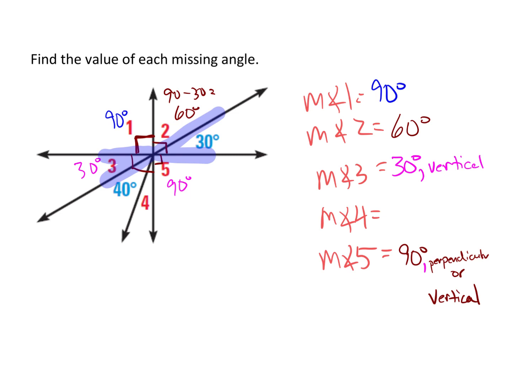And somebody want to try number 4? Brady? 20. 20? How'd you do that? Because 40 plus 30 is 70, and then 90 minus 70. So we know that this whole thing right here is 90 degrees. The 3, the 40, and the 4. And angle 3 is 30 degrees, so 30 plus 40 is 70. And then 90 minus the 70 is 20. So angle 4 is 20 degrees.